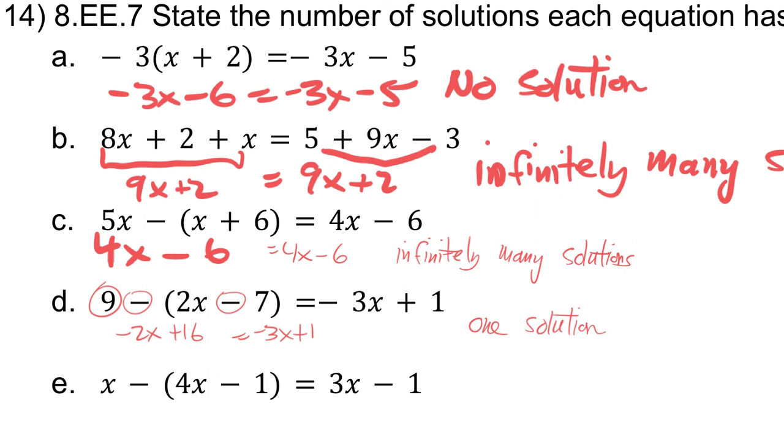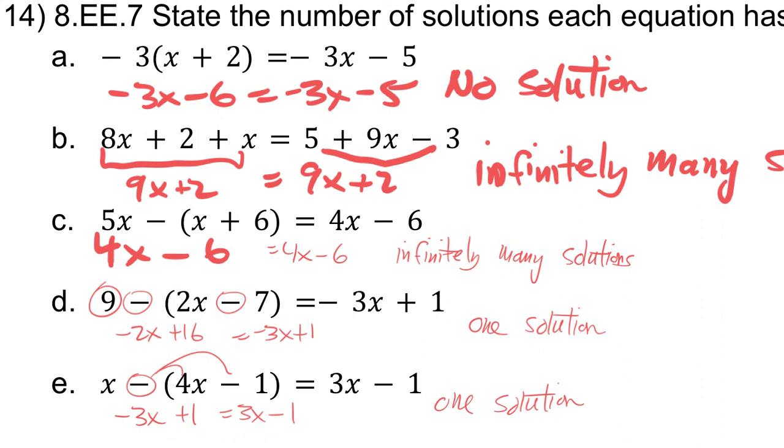And then this one, x minus 4x is negative 3x, so that negative gets distributed to both. So this is x minus 4x, which is negative 3x, and then minus negative, so that'd be plus 1. Plus 1 equals 3x minus 1. That's no solution. Wait, no. No, it is one solution. Oh, yeah. 1. Because the coefficients are different and the constants are different.